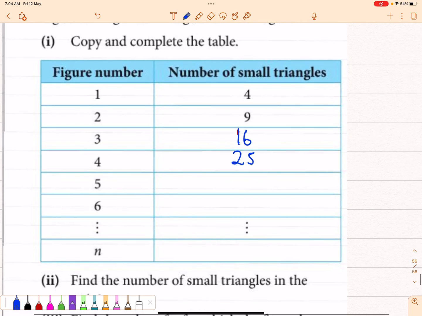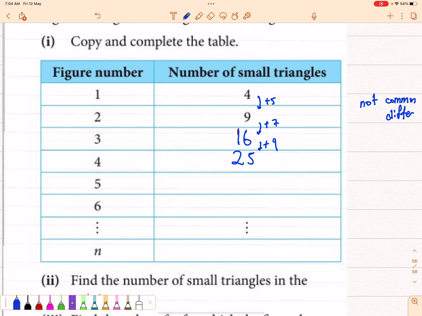Now first I want to know the difference, right? So here is plus 5, here is plus 7, here is plus 9. Yeah, and this is not a common difference. So you cannot use Tn equals term 1 plus d(n minus 1). You're not able to do that, right? So how do we solve this? We have to then go back to how do I get the next pattern.